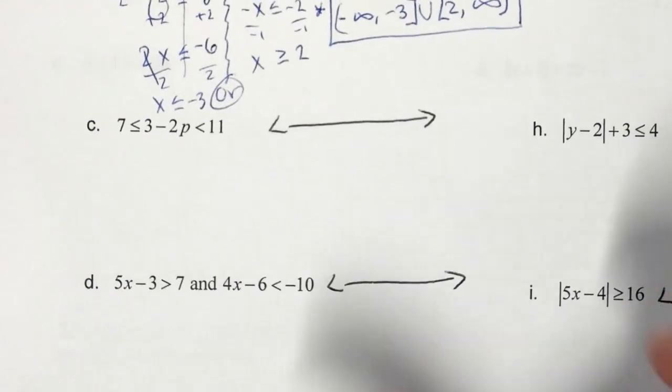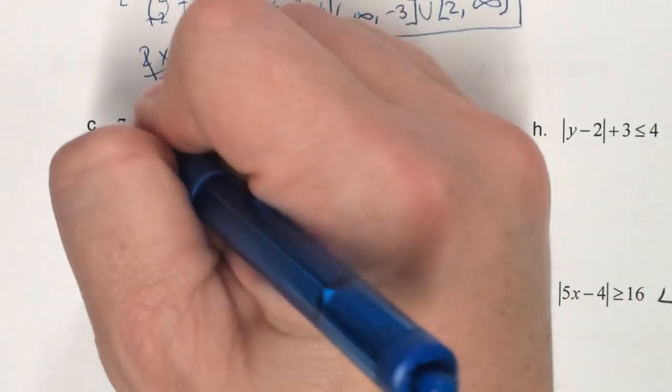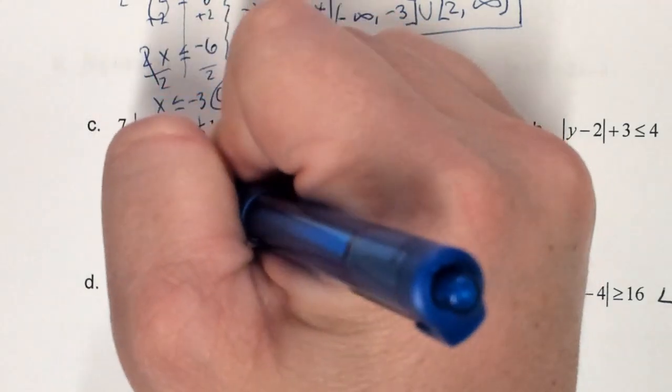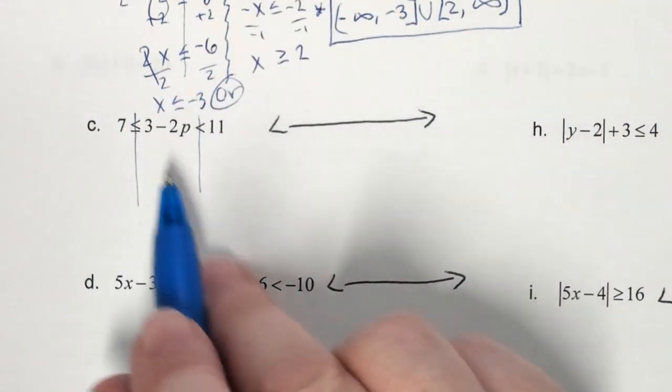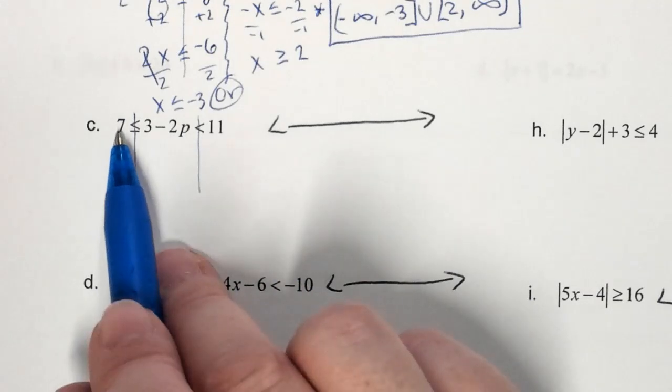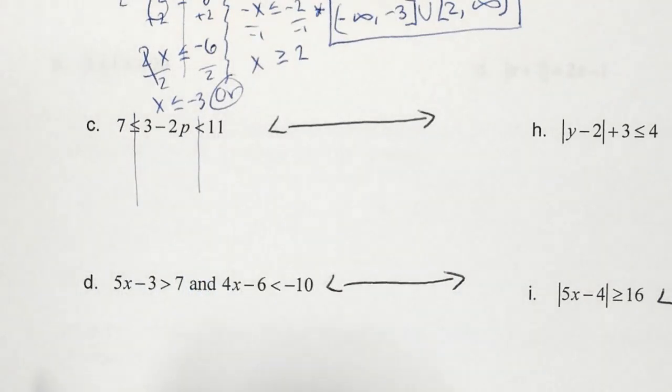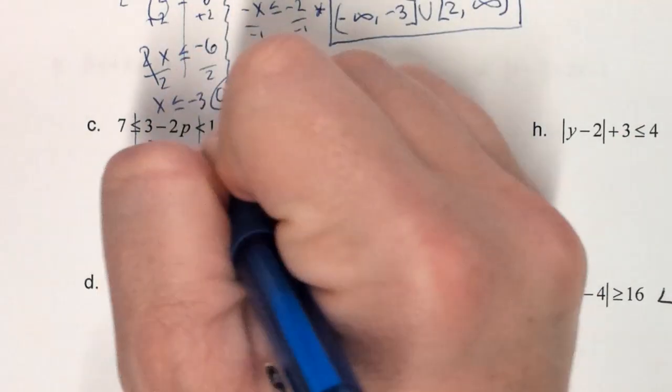Okay, C, this is an AND problem because it's all together. To solve for P, what I do to the middle, I have to do to the two outside pieces. I'm not trying to cancel the 7. I'm not trying to cancel the 11. I'm trying to get the P in the middle by itself. So I'm going to do minus 3.